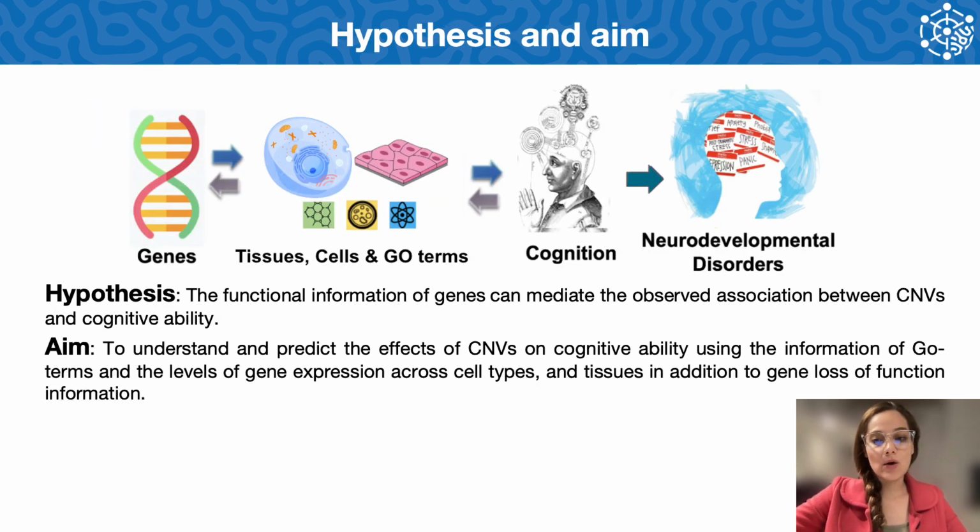Here you can see the overview of biological interaction between genes, tissues, cells, GO-terms, cognition, and neurodevelopmental disorder. In this project, we hypothesize that the functional information of genes can mediate the observed association between CNVs and cognitive ability. The aim of this project is to understand and predict the effects of CNVs on cognitive ability using this information, in addition to loss of function information.